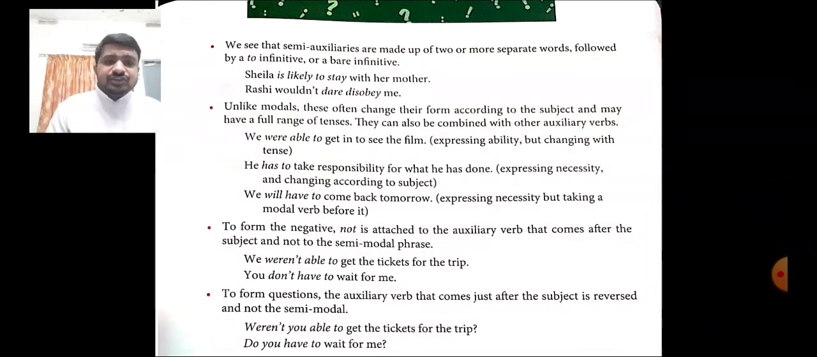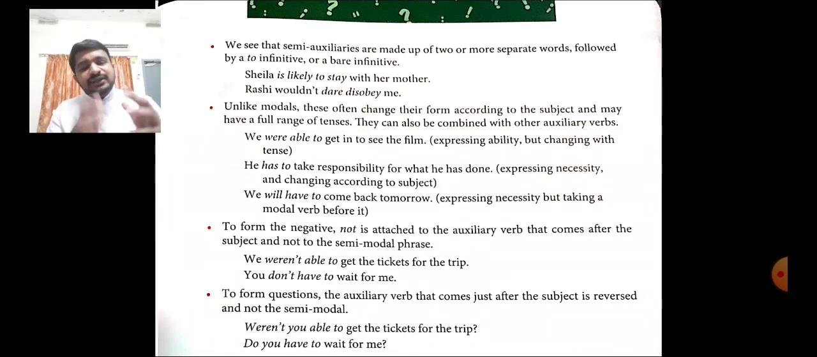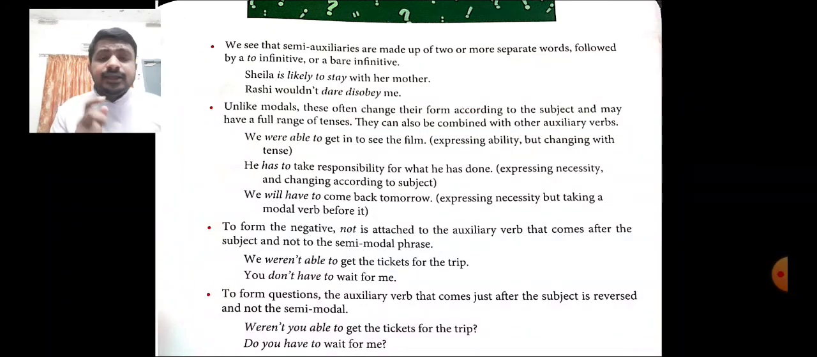Now, in questions, the auxiliary verb that comes just after the subject is reversed and not the semi-modal. What is happening is that when the auxiliary verb as well as the semi-auxiliary verb have been used together, we only move the auxiliary verb to the beginning. For example, weren't you able to get the tickets for the trip? Do you have to wait for me? So these are the things you need to understand.